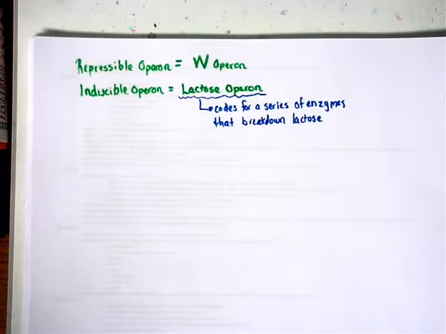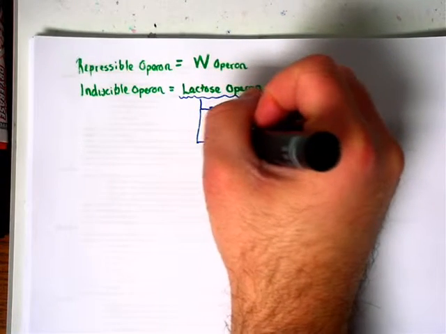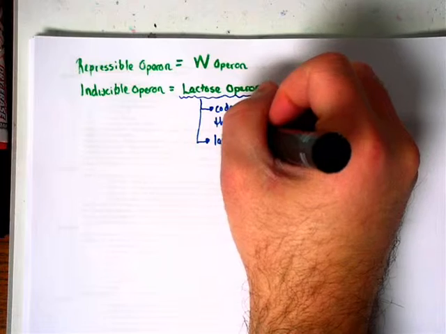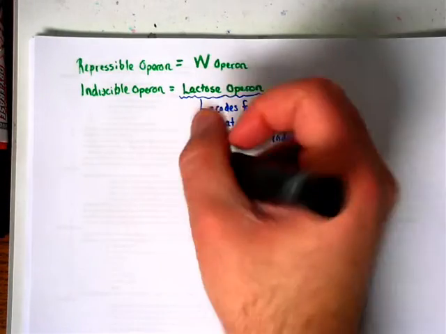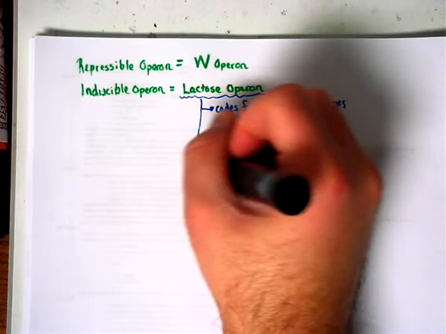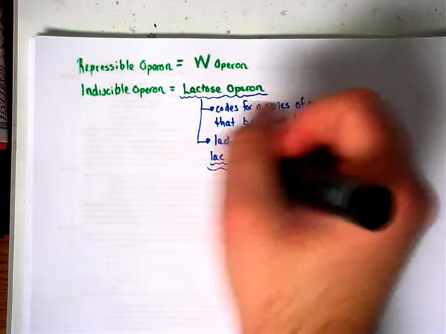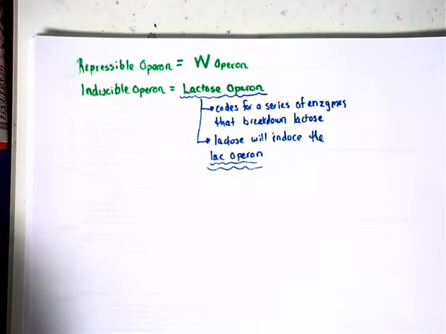So what do you think would be the agent of turning on the lactose operon, if you could guess? Lactose. Okay, so lactose will induce the lac operon. Of course, you could guess the lac operon is referring to lactose operon. Cool?